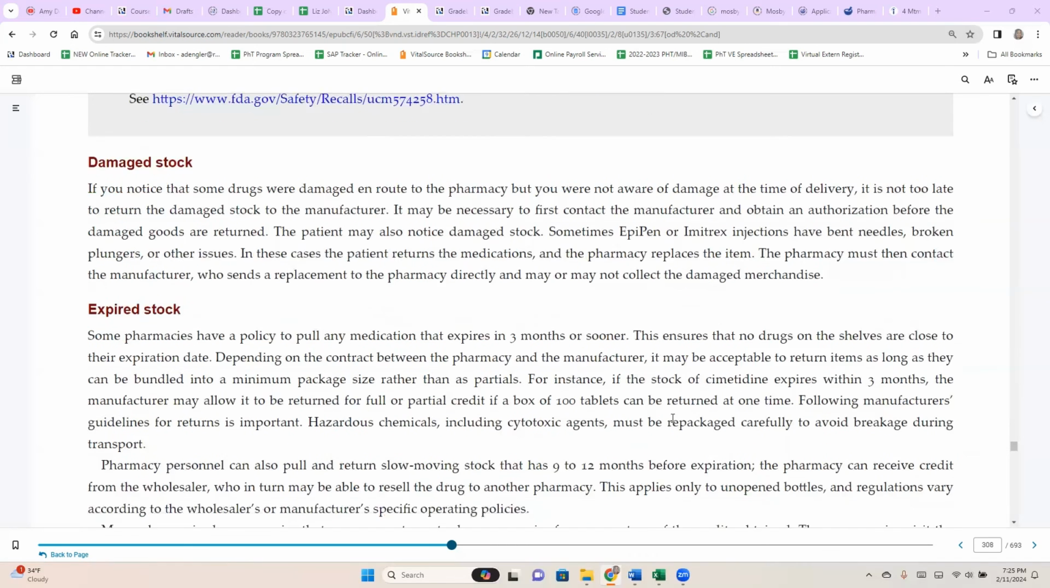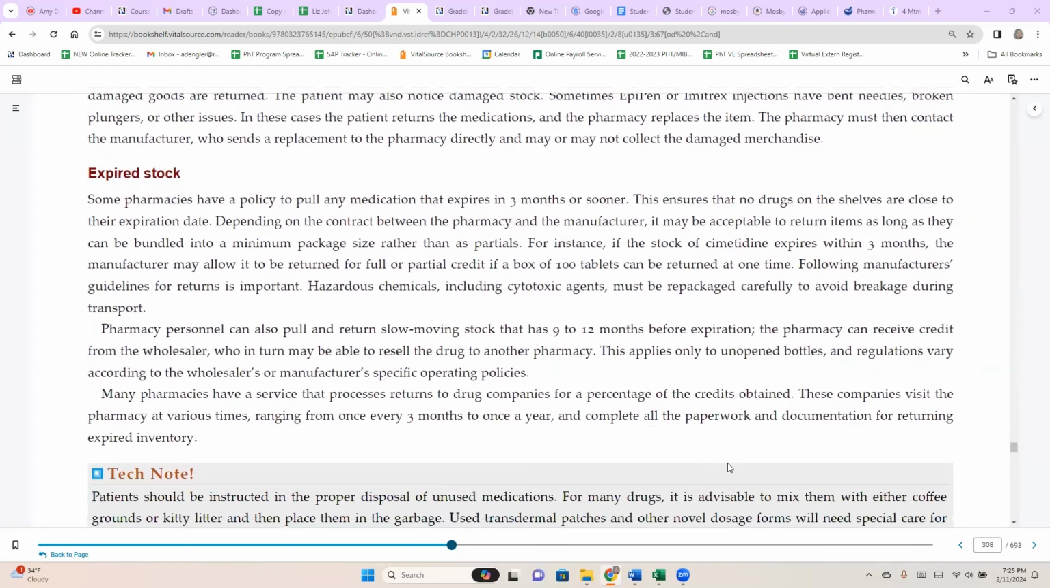Some pharmacies have a policy to pull any medication that expires in 3 months or sooner. This ensures that no drugs on the shelves are close to their expiration date. Depending on the contract between the pharmacy and the manufacturer, it may be acceptable to return items as long as they can be bundled into a minimum package size rather than as partials. For instance, if the stock of cimetidine expires within 3 months, the manufacturer may allow it to be returned for full or partial credit if a box of 100 tablets can be returned at one time.